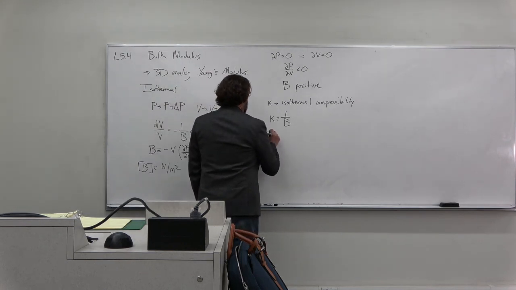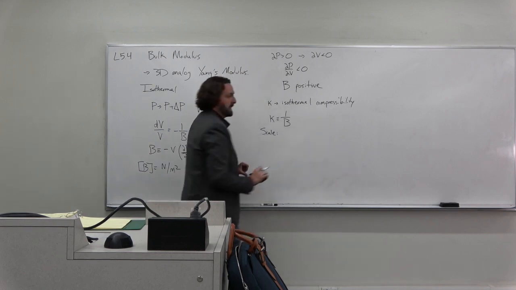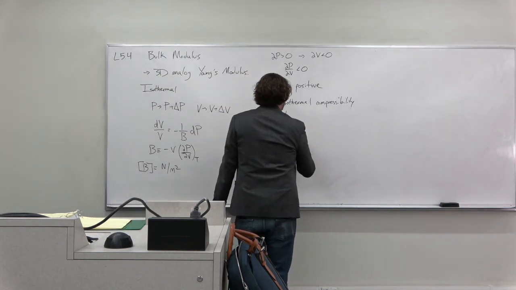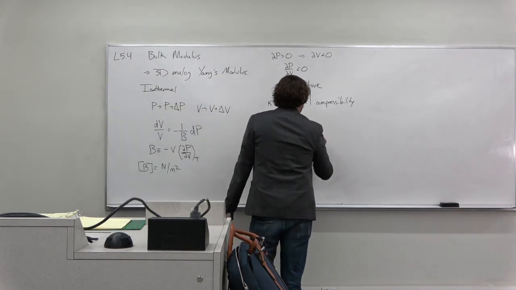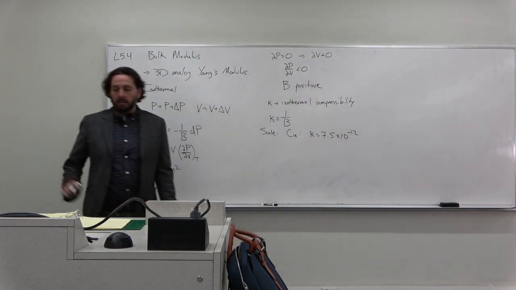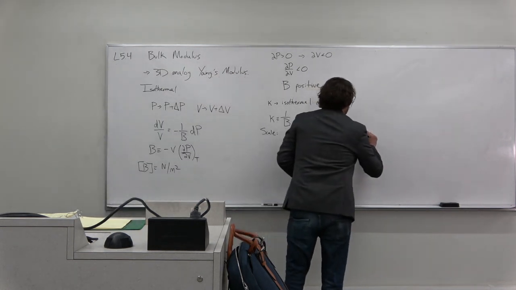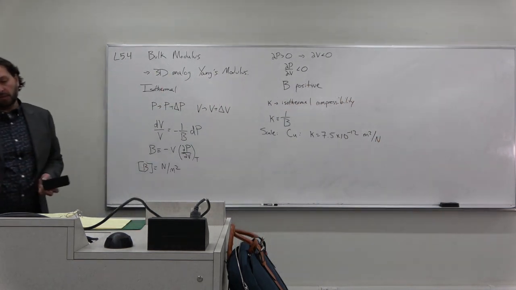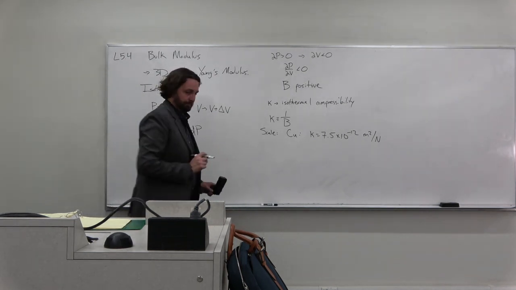So for scale, let's do a few materials. I think we did copper before. Let's do copper again. Kappa is 7.5 times 10 to the minus 12. Sorry, because it's 1 over B, its units are meter squared per Newton. So this is near room temperature, of course. So this is going to be temperature dependent.